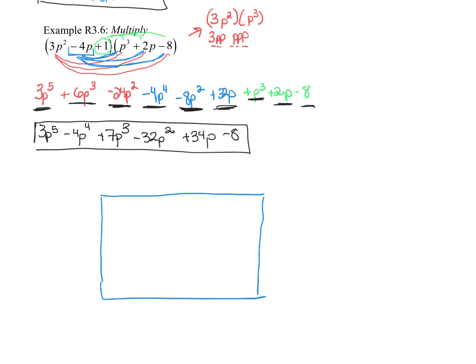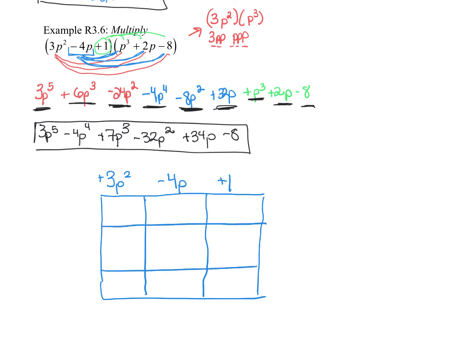And because my first set of parentheses has 3 terms, you need 3 columns. So you do 3p squared, negative 4p, and then a 1. And if you want to put your plus signs in, you can, because those are positive. And then the second set of parentheses also has 3 terms, so I need 3 rows. And you do p to the 3rd, 2p, and then -8. And then you multiply into your boxes.